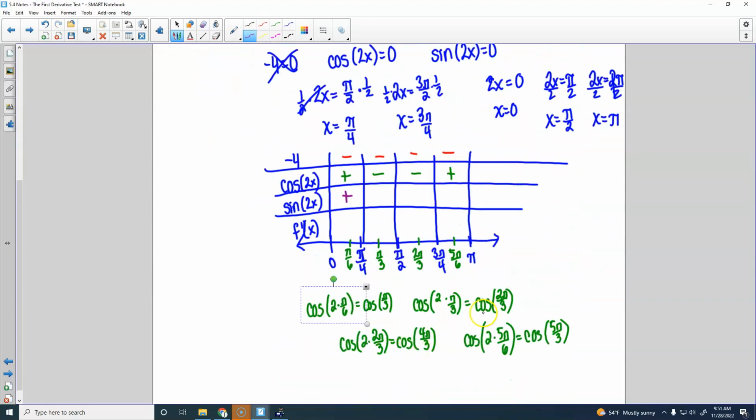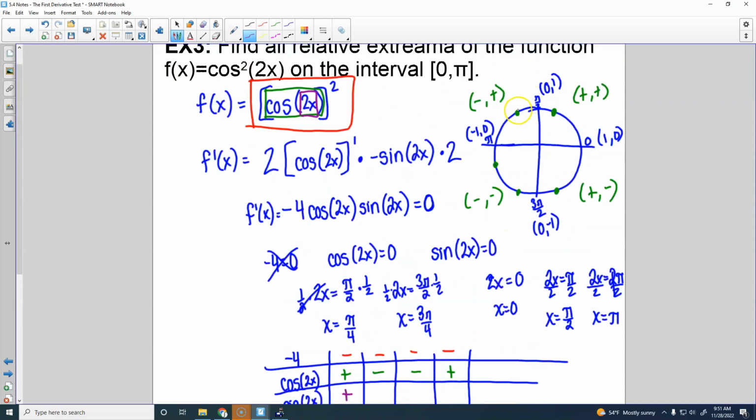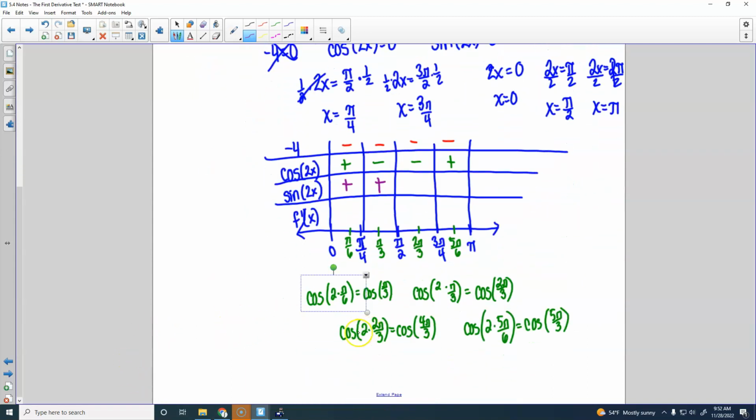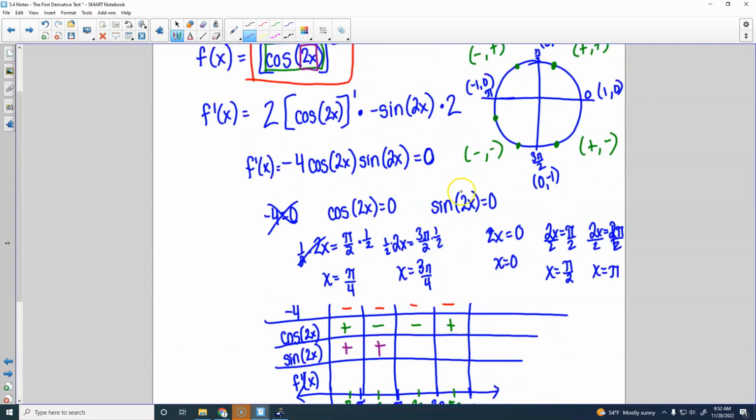Then, when we plug in pi over 3, we would get sine of 2 pi over 3. What is sine of 2 pi over 3, positive or negative? It's still positive because it's our y-coordinate there. The next one, 2 times 2 pi over 3, is going to give you 4 pi over 3. That was cosine, but now we're looking at sine. We're going to get a negative there.